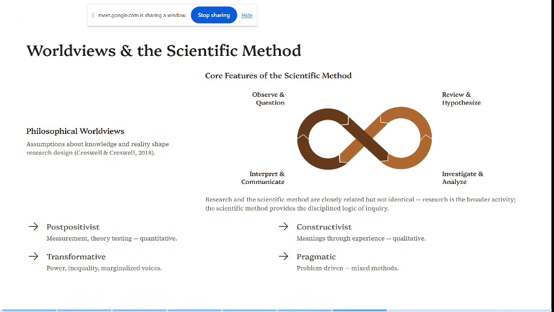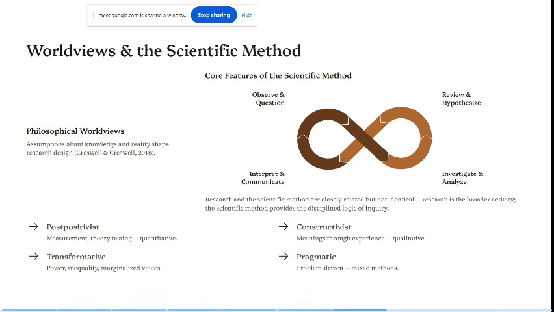Good. One of the next points of view is transformative. Individuals from different areas of the world might believe in this kind of view. They think about power, they think about inequalities, they think about marginalized voices. They think these are the points they should consider in their studies and should work on. So in this point of view, they consider both approaches, quantitative and qualitative, which is a mixed approach.